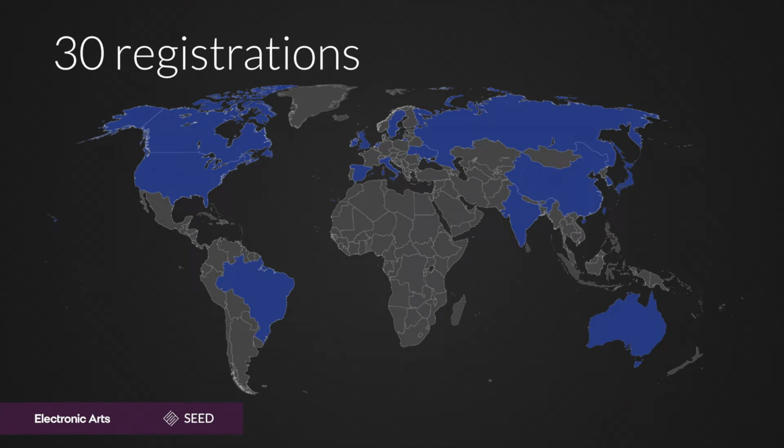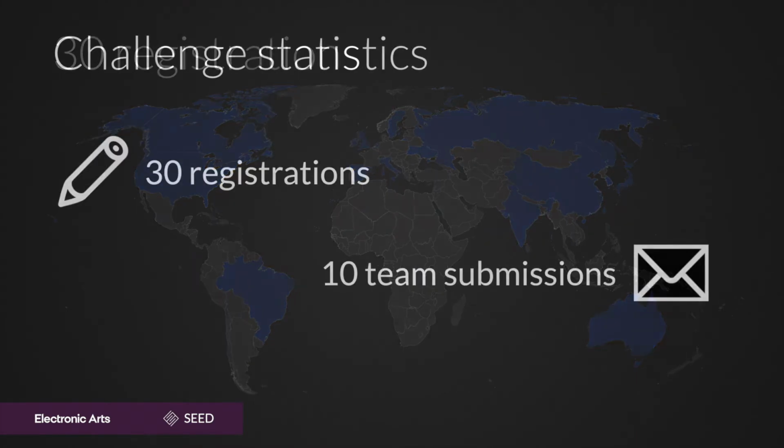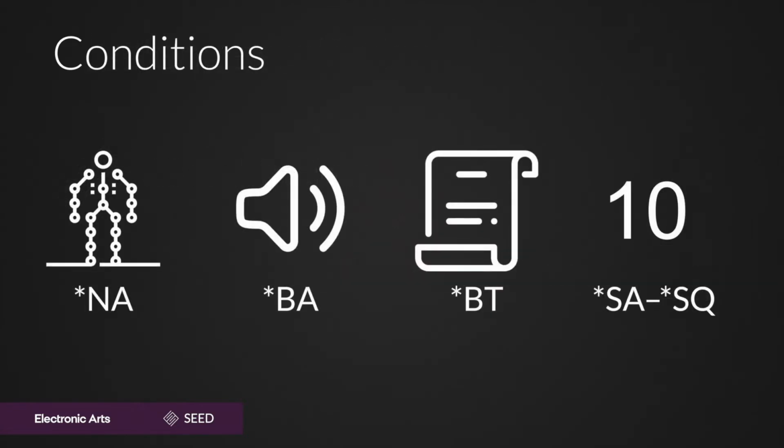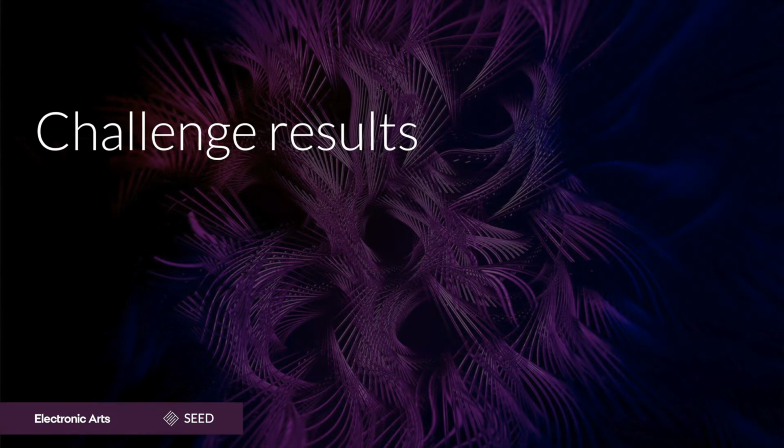30 teams from all over the world registered for the challenge, and of those, 10 submitted their systems for evaluation. The evaluation featured 4 types of motion sources. The first was natural motion capture from the speakers in our dataset, abbreviated NA. Second and third were existing baseline systems for text and audio based on openly available code, abbreviated BA and BT. Finally, the systems submitted by participating teams, abbreviated as SA through SQ. Now let's get into the challenge results.